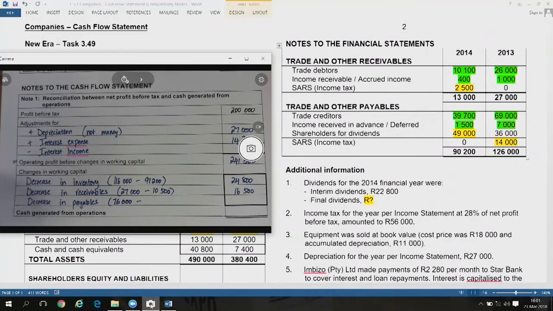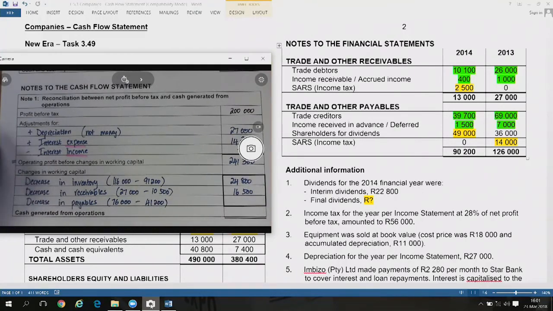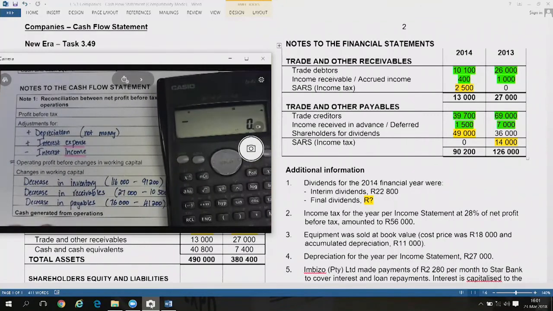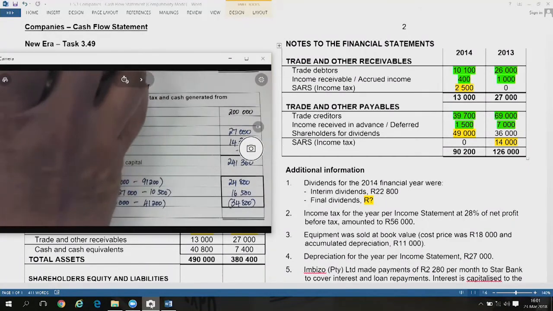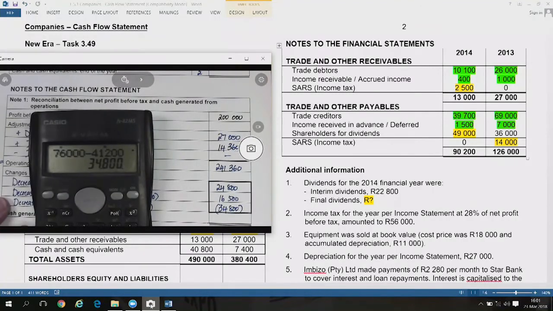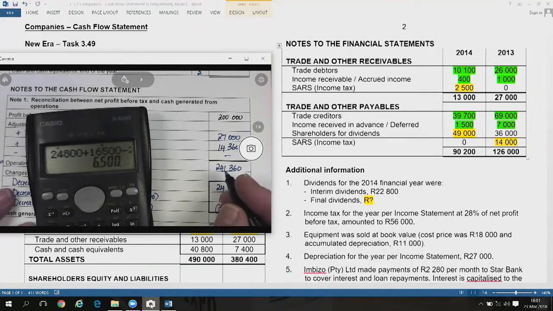39,700 plus 1,500, that gives me 41,200. So 76,000 minus 41,200 gives us 34,800. But that is money out because we paid our creditors. Now we say 24,800 plus 16,500 minus 34,800. That gives us 6,500 on top.